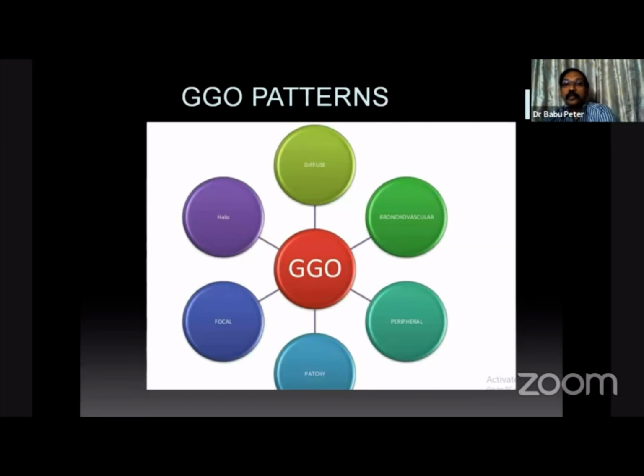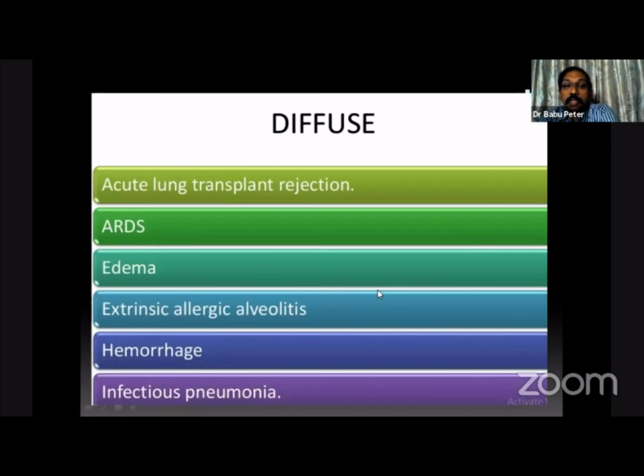So what are the patterns of ground glass opacification? They can be seen in various patterns. They may be diffuse, or there can be a halo-like ground glass around a nodule. It can be focal ground glass, patchy ground glass, or peripheral, subpleural ground glass, which can be seen with the eosinophilic pneumonias and more recently with COVID pneumonias. It could be bronchovascular. So these are the various patterns of ground glass opacification. Let us see a few of these cases.